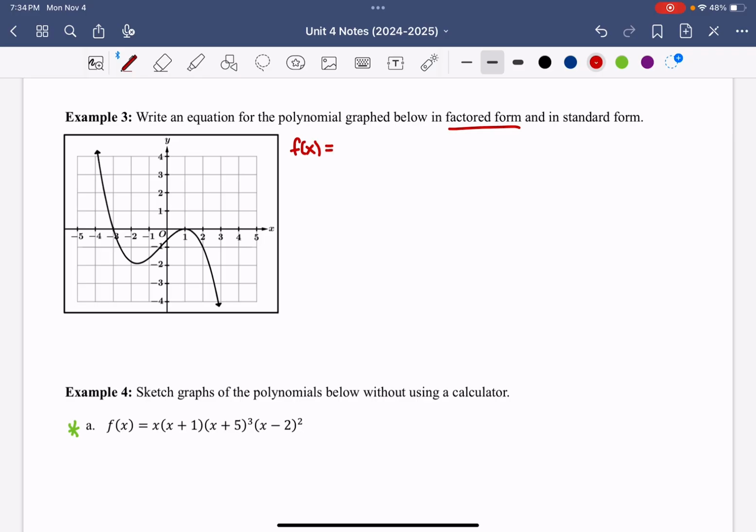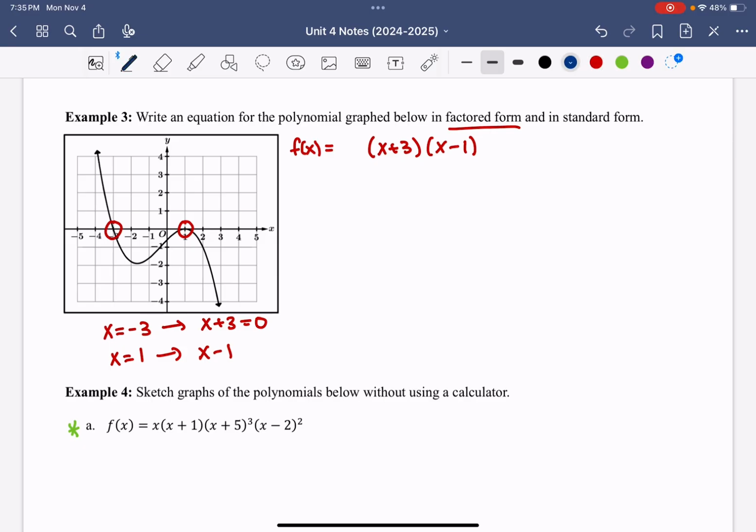Okay, so I know that for f of x, if I write it in factored form, I'm looking at where my x-intercepts are because those are going to be where my zeros are at. That's going to help me build my factors. So for instance, I have a 0 at x equals -3, so its corresponding factor would be x plus 3. Same thing here. I have a 0 of 1, which means its corresponding factor would be x minus 1. Okay, so we're feeling good. We have an x plus 3 factor. We have an x minus 1 factor.